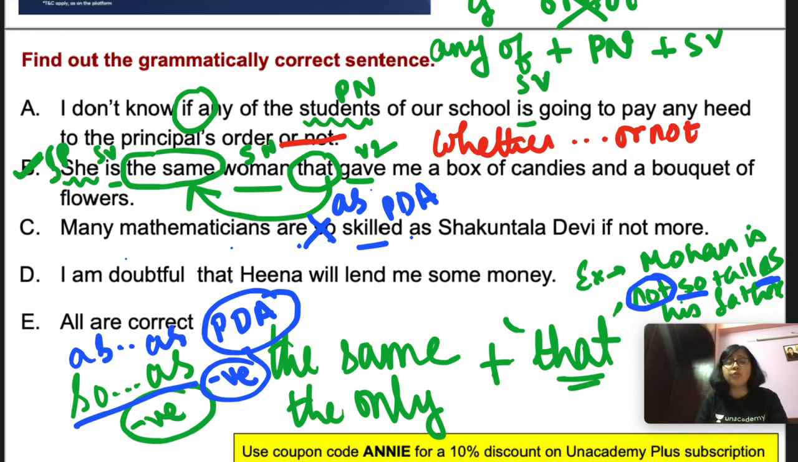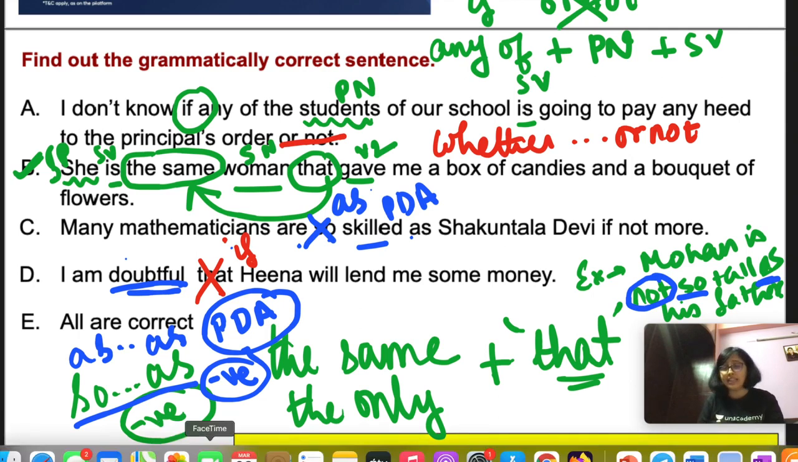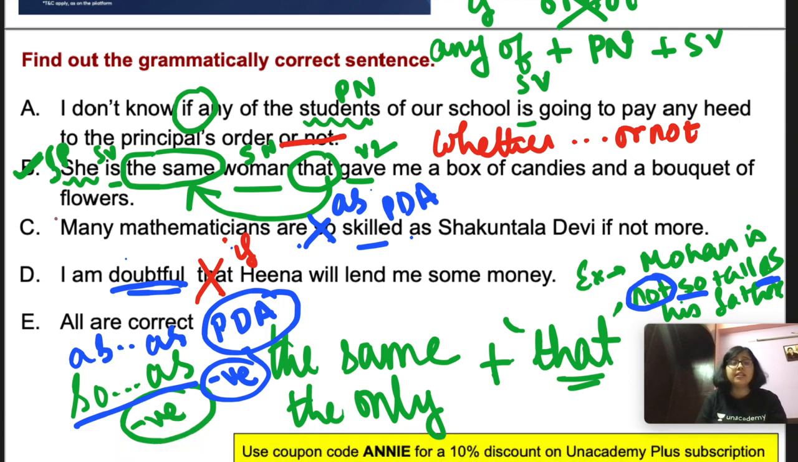I am doubtful that Hina will lend me some money. So here I am doubtful, so there is a doubt. Here you have to use "if," not "that." I am doubtful if Hina will lend me some money. Or you can use, I am not doubtful that Hina will lend me some money. Any one of these. So here option B is the answer.